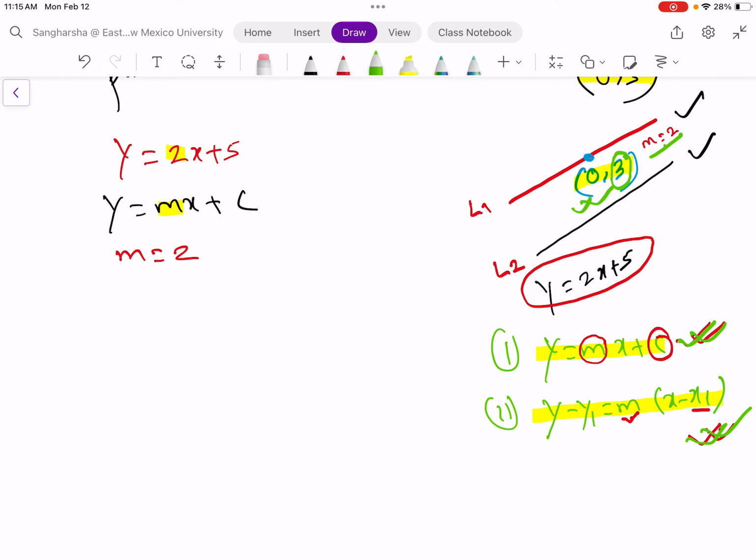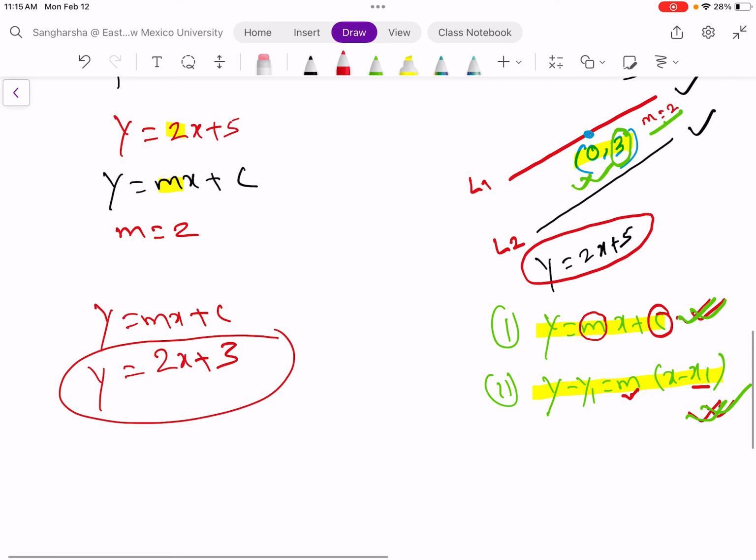So let's take the slope intercept form, y equals mx plus c. We have y equals, slope is 2, x plus c, which is 3, and this is the equation for line 1. If you are given a slope and intercept, you use the slope intercept form. If you are given a slope and a point, you use the point slope form. Any question on this one? So y equals 2x plus 3 is the final equation of the line.